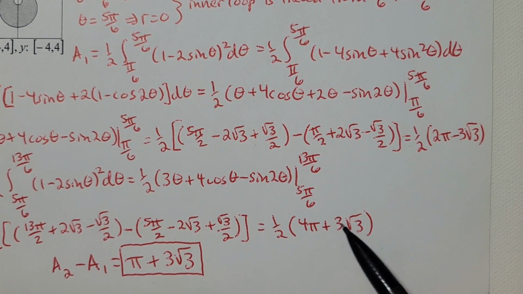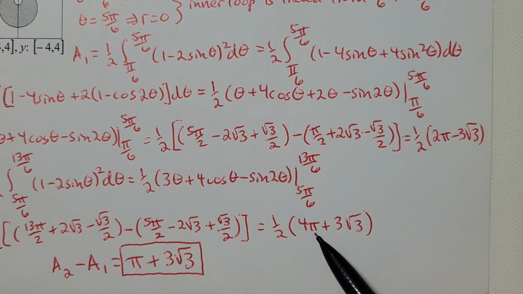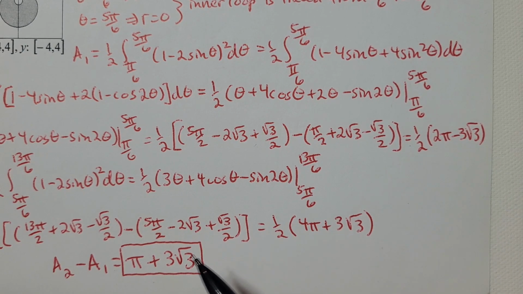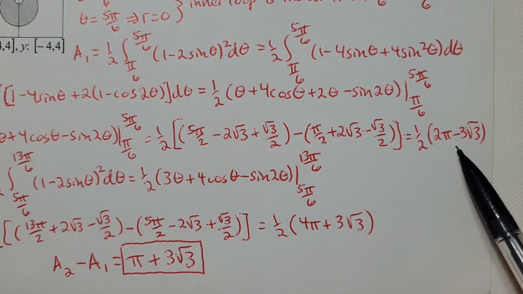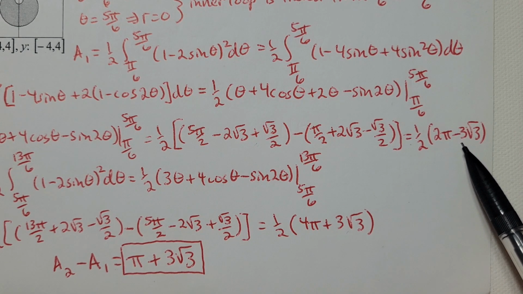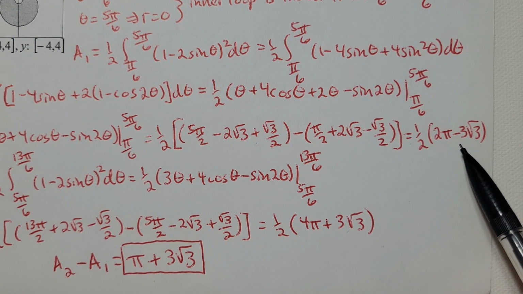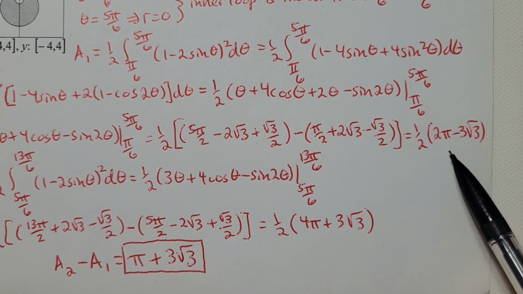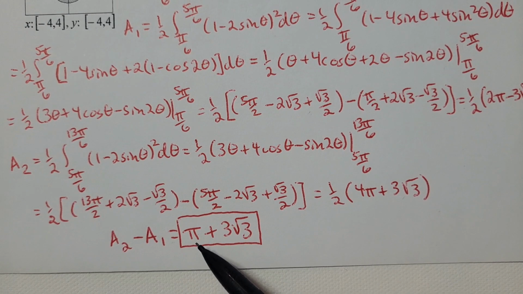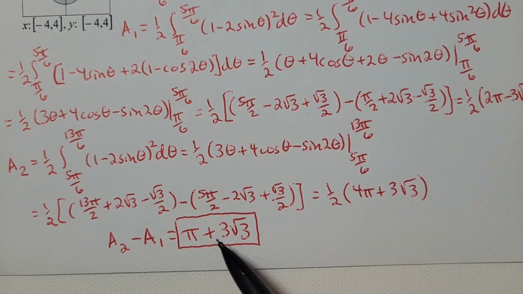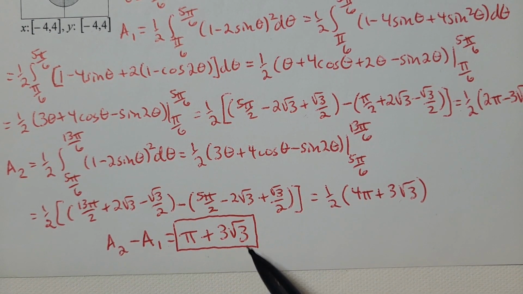Okay? So I get 2 pi minus pi, that's pi. And then 3 root 3 divided by 2 minus a negative 3 root 3 divided by 2. That'd be 3 times root 3. Okay, so the answer here, the complete area here, it'd be pi plus 3 root 3 is the answer.